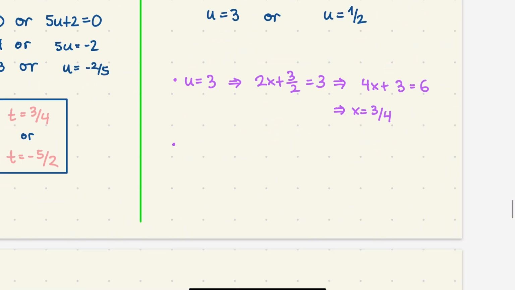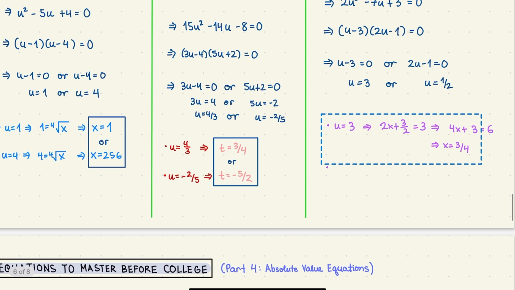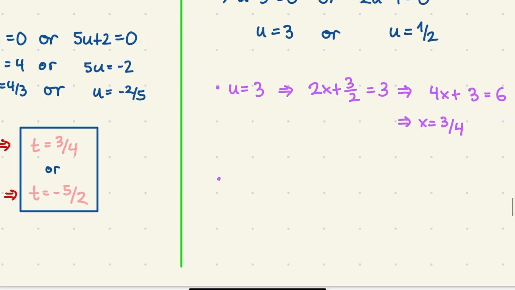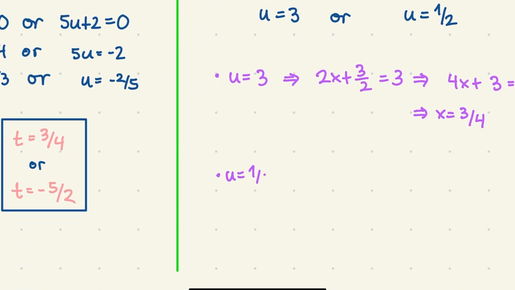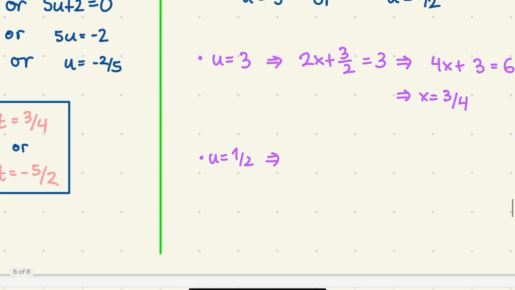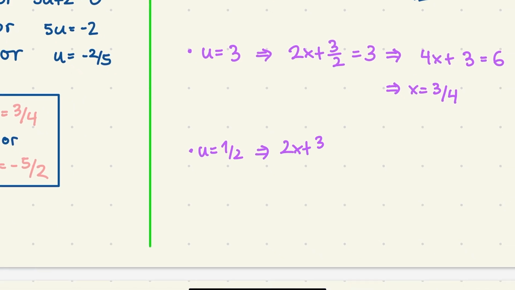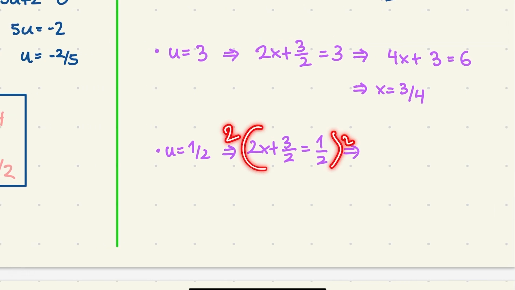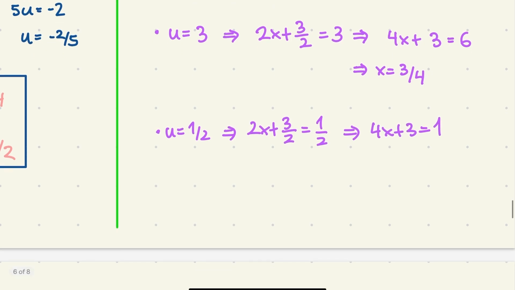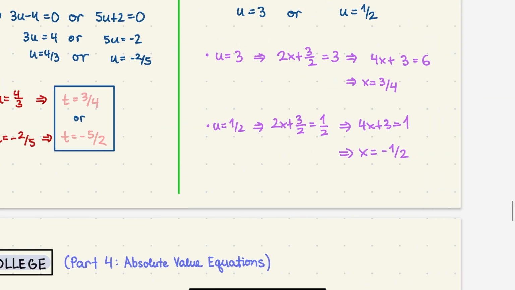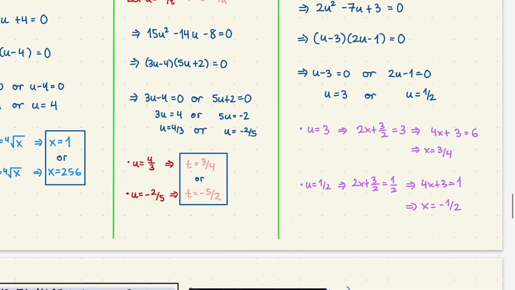For the other one, let's just put this out here. For the other one, we have here u equal to 1/2. So this will just become 2x plus 3 over 2 equal to 1/2. Multiply 2 here. So we'll be left with 4x plus 3 equal to 1. And then take note that we move this out here, so we obtain 4x equal to negative 2. Divide both sides by 4, and we get x equal to negative 1/2, right? Okay, good. And that's basically the answer for this one.